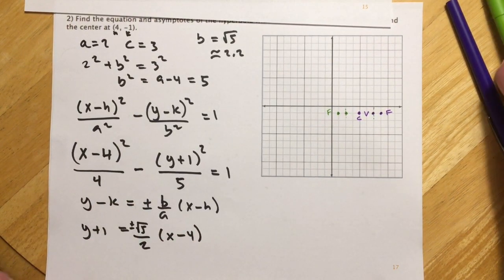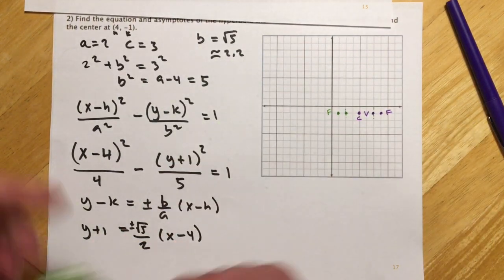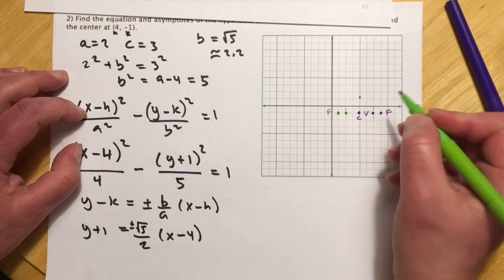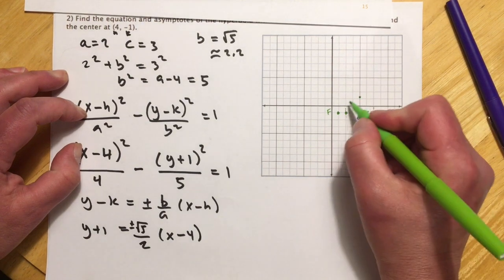And then finishing getting the graph of this, this was 2.2 or so, so the other side of the box would be about here and about there.